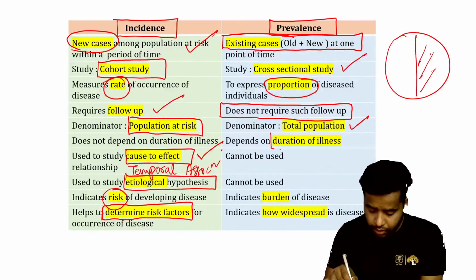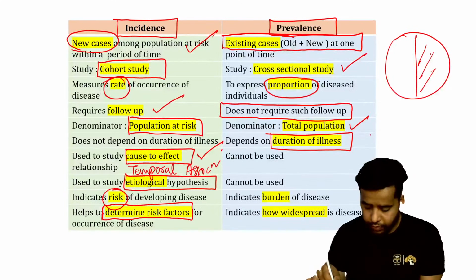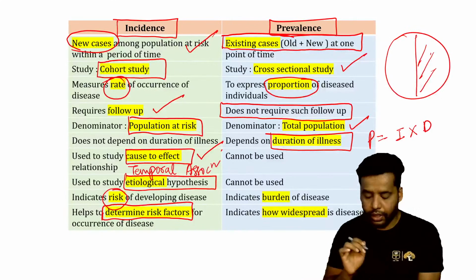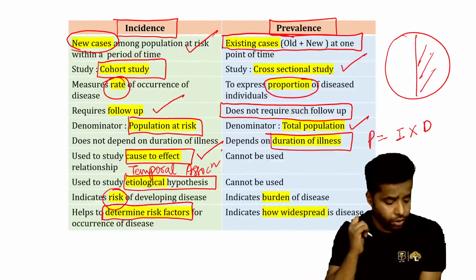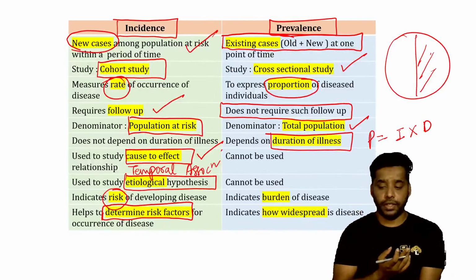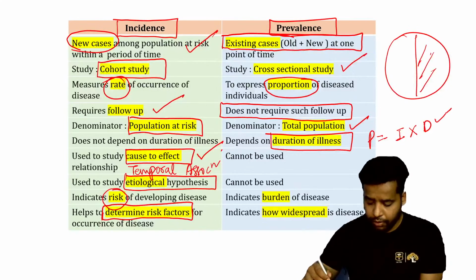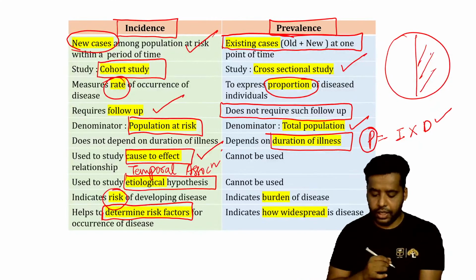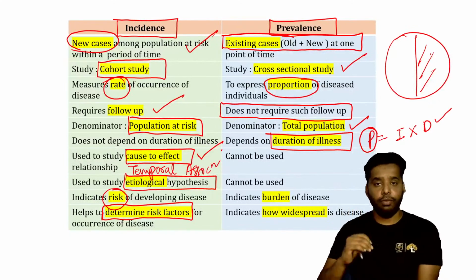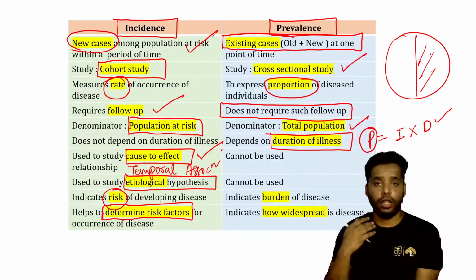Prevalence depends on duration of illness also. What is that equation in the classes that you have discussed? P is equal to I into D. Prevalence depends on two factors, incidence and duration of illness. If the duration is more, prevalence is more. Chronic diseases will have more prevalence. Acute diseases will have less prevalence. That is what they want to say.